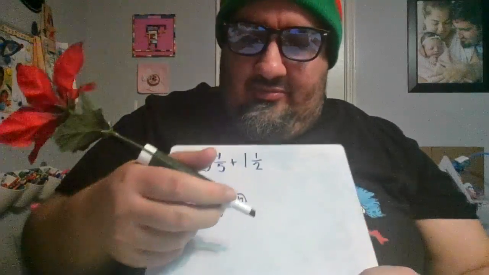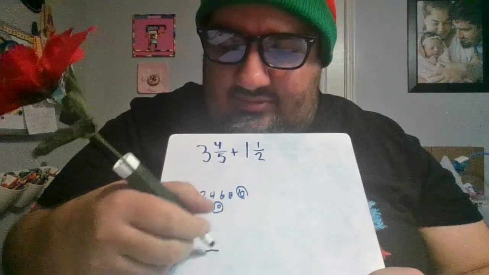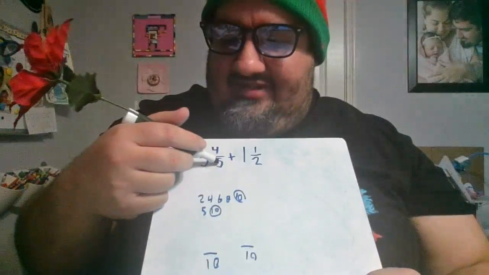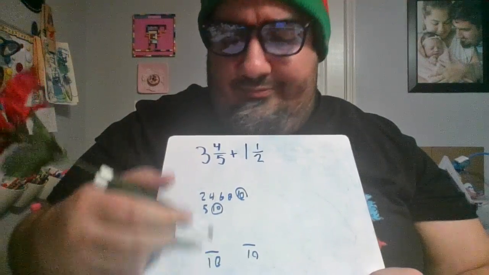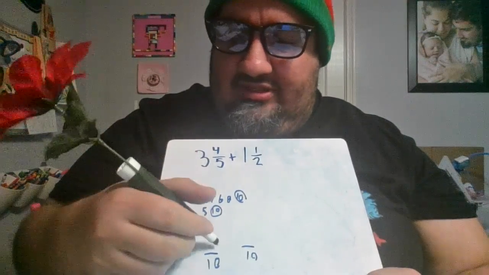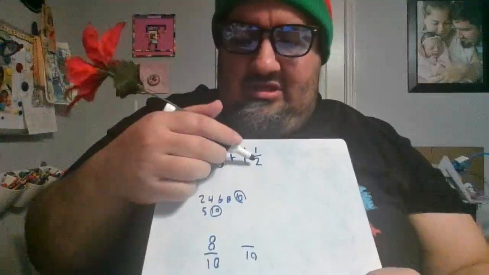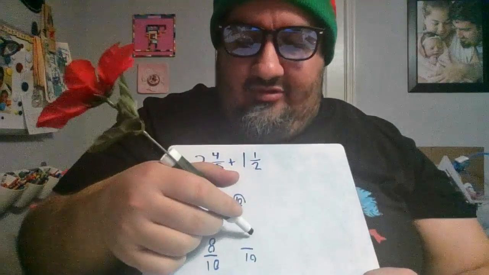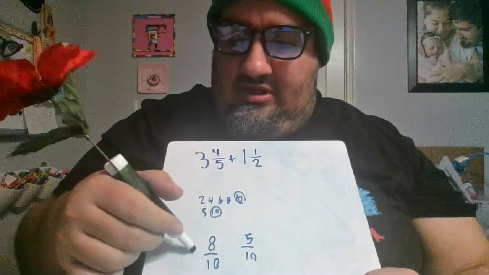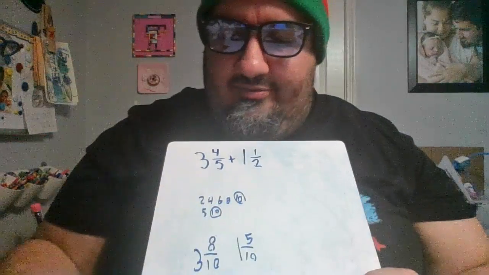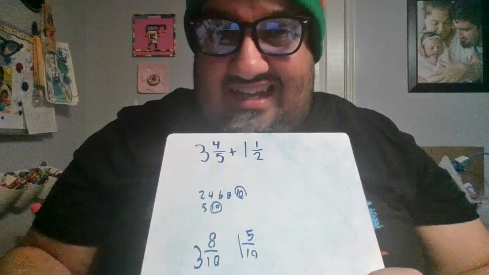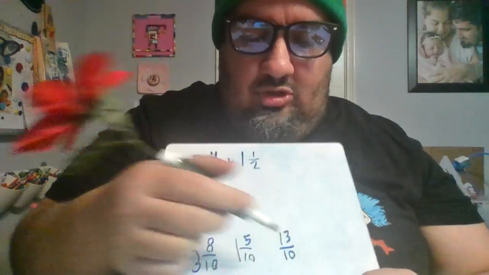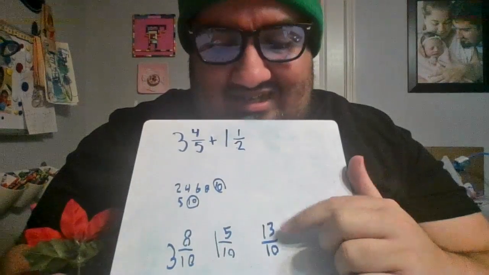So I'm going to come down here, but I'm going to probably write them down here this time. So we got 10 and 10. 5 times 2 gives me 10, right? So 4 times 2 is 8. And then what's 2 times what gives me 10? 5. 1 times 5, okay. And we got 3 and 1. All right, so here we go. So what's 8 plus 5? Okay, 13/10.